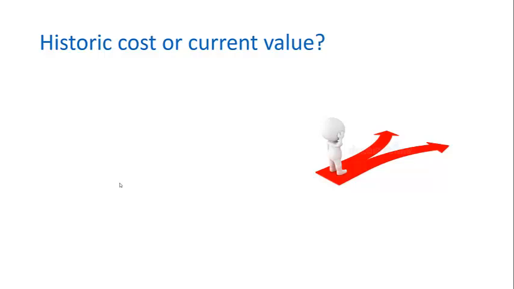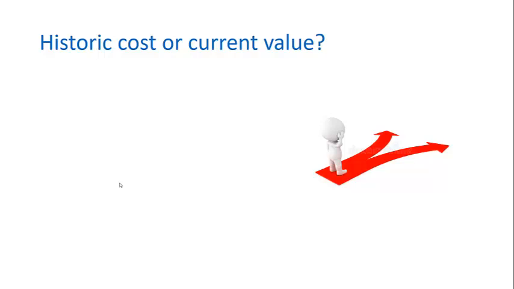Whenever you start to think about how an asset might be accounted for, you need to make some initial decisions or choices as to what you expect to see. Is the asset going to be accounted for on an historic cost basis, or is it more likely to be accounted for on a current value basis? And current value often means fair value.